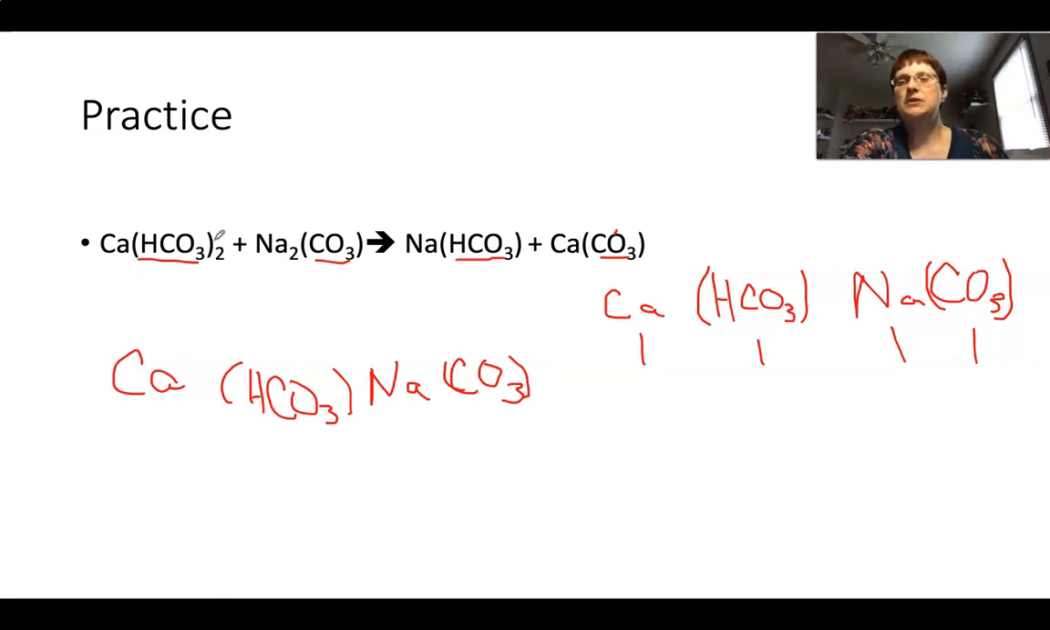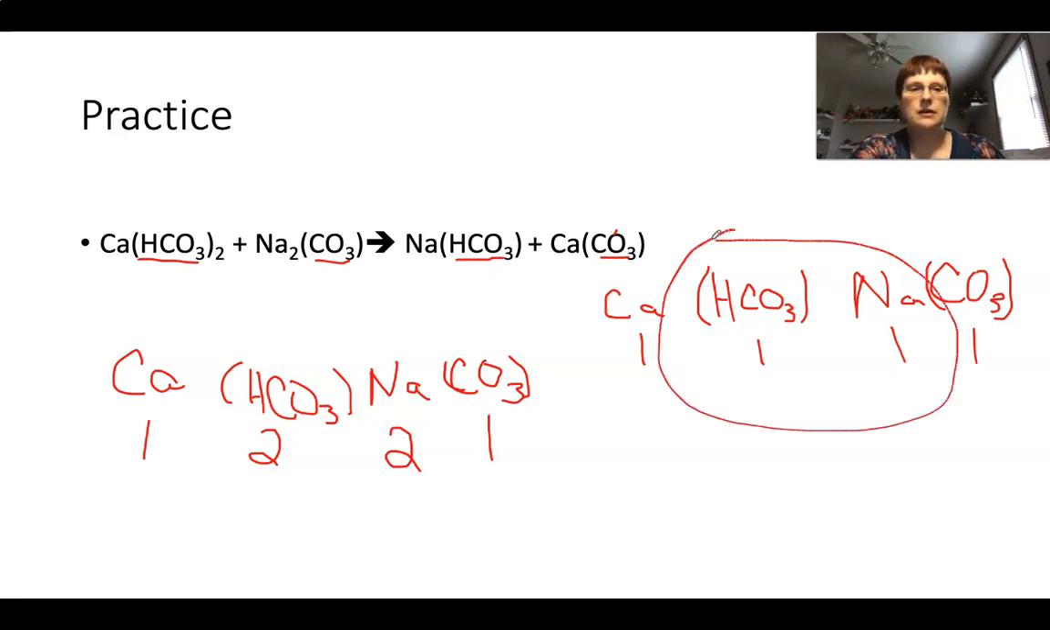This side, we do have some subscripts. This subscript only applies to this guy in the parentheses. So we have 1 calcium, we have 2 of this HCO3, we have 2 sodium, and 1 of the carbonate. So what is not in balance, what is not equal on both sides? So it is these two right here, right? So the HCO3 and the sodium, we'll look at that.